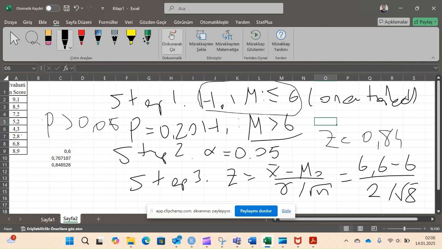We cannot reject the null hypothesis. So we will say that 6.6 is not significantly higher than 6. So we cannot say that the evaluation score is significantly higher than 6 in that example.